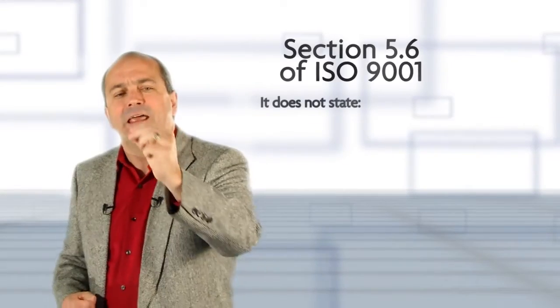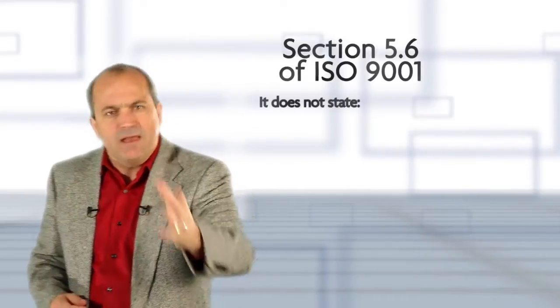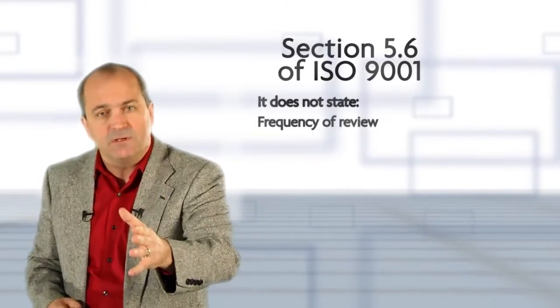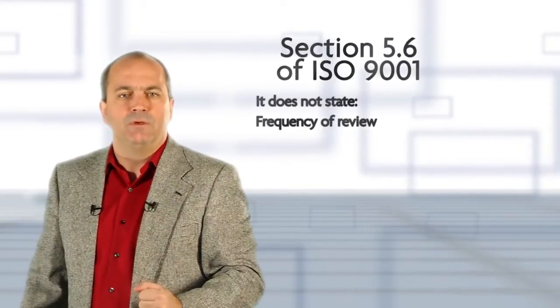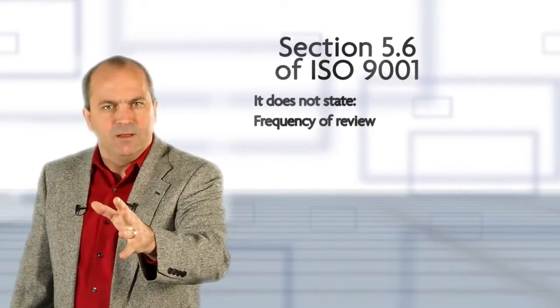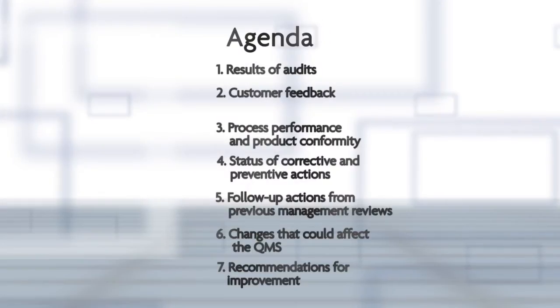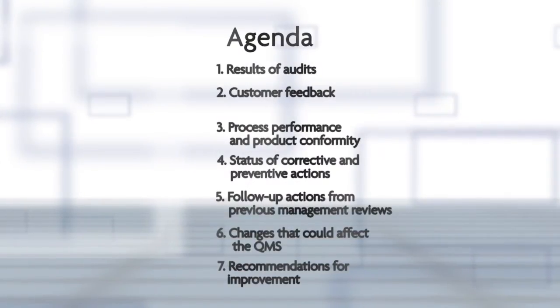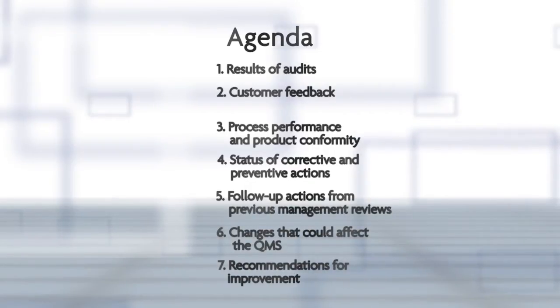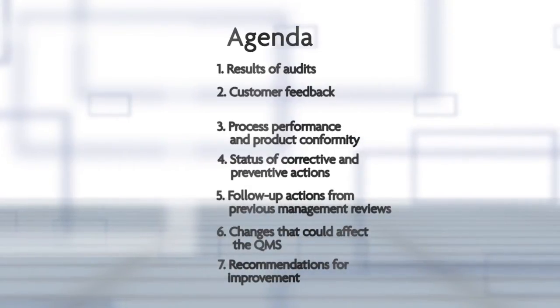What does it not state? It does not state the frequency of these management reviews. This is important to understand, especially when you start thinking about the lean mindset. So we need to look at the management review process as another process that may contain waste, and we need to attack that waste and get rid of that waste. I don't see any conflict with this agenda and Lean's agenda. Lean's trying to do the same thing.